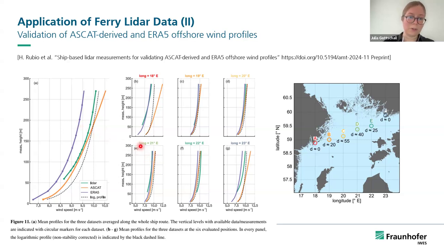the agreement changes quite a lot. We have for the E location, for example, quite a big overestimation from the ASCAT here, whereas we have a reasonable agreement between ERA5 and the measurements. It is a bit different here for the A location. And so it changes really. Why does it change along the track? This is for sure the impact of the coastal effects or the coastal terrain.